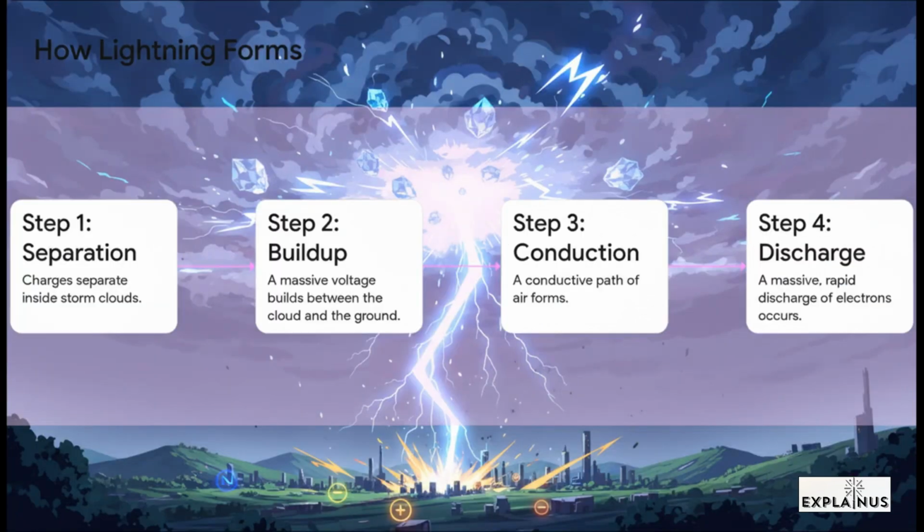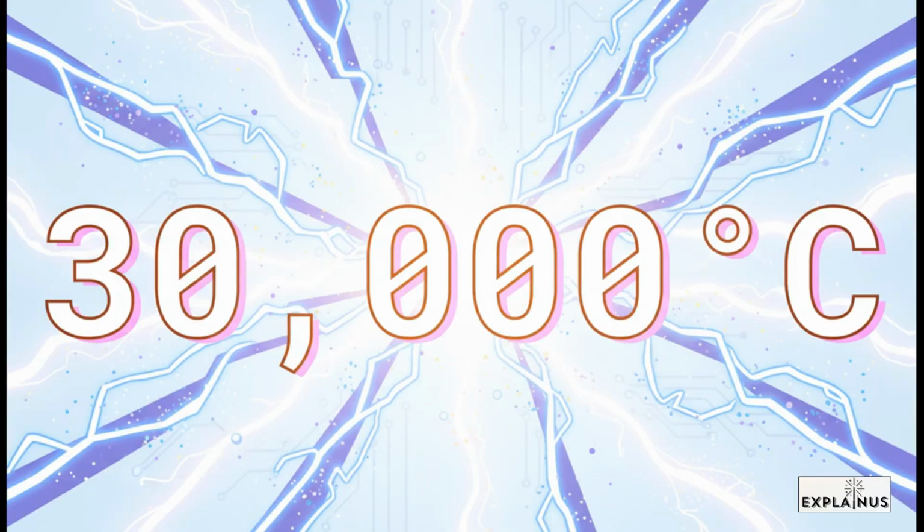Inside a big storm cloud, tiny ice particles are smashing into each other, acting like a giant static electricity generator. The bottom of the cloud gets super negatively charged, creating this huge voltage difference with the positively charged ground below. When that pressure, that voltage, gets too big, the air itself actually breaks down and becomes a conductor. And then, bam, a massive sudden flow of electrons. That's a lightning bolt. The amount of energy released in that single flash is just staggering.